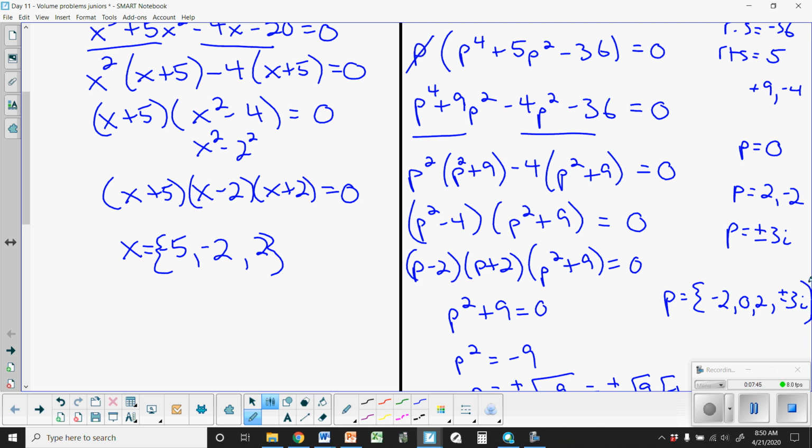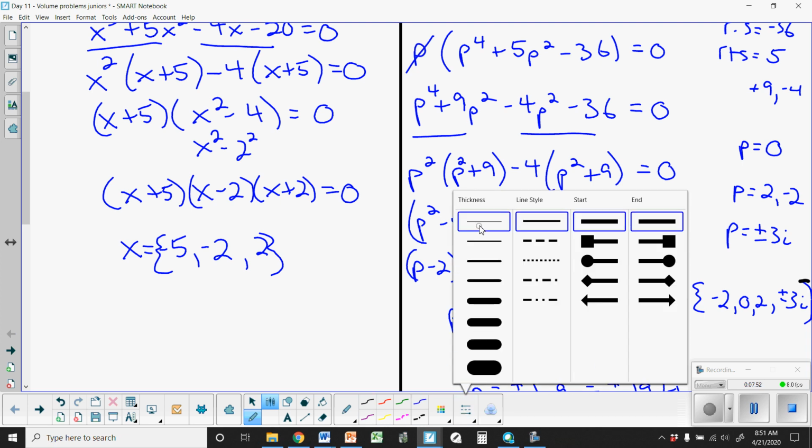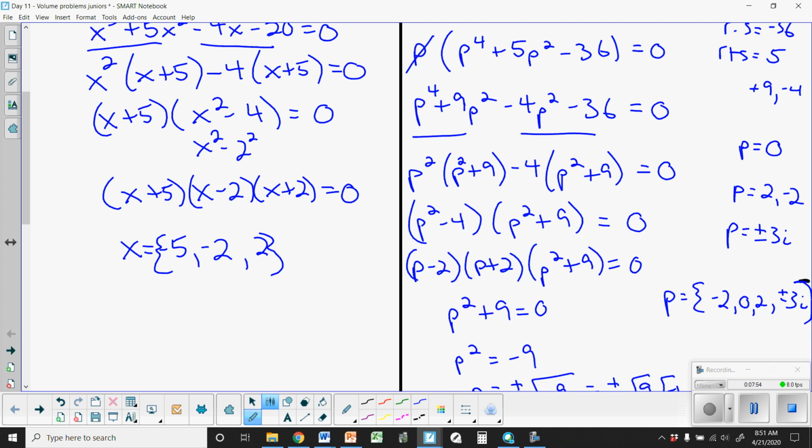Oops, I didn't make the squiggly line bracket. Oh. Looks like it's not going to happen. Not enough space back there to do that. There we go. All right. So we have our 5 solutions.